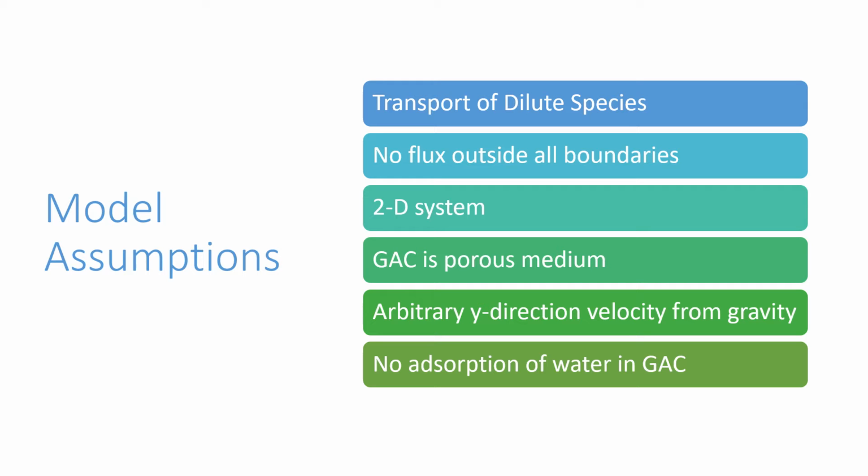I used a 2D system to model this. The middle portion is a granular activated carbon. It's a porous medium so that the water is able to trickle through the filter. Next, I also used an arbitrary y direction for velocity. I used a -3 meters per second to account for the water going down in the y direction due to gravity. Lastly, I had no absorption of the water in the granular activated carbon to simplify the model a bit and also to make sure that the water completely goes through the granular activated carbon just like it would for a normal Brita filter.